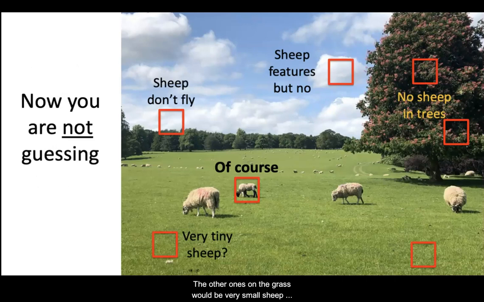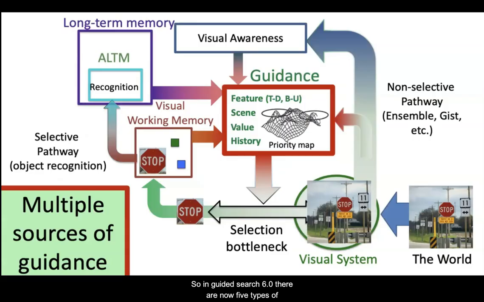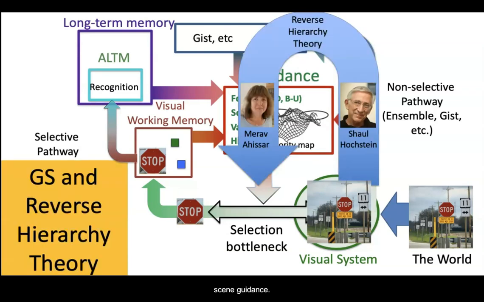The other ones on the grass would be very small sheep, and the ones up in the trees and so on just don't make any sense at all. Similarly, in this scene, once you got the gist of the scene, you would guide your attention to the signs, the only likely place to find a T, very rapidly. So in Guided Search 6.0, there are now 5 types of guidance: feature guidance in the top-down and bottom-up variety, value, history, and perhaps most importantly, scene guidance.